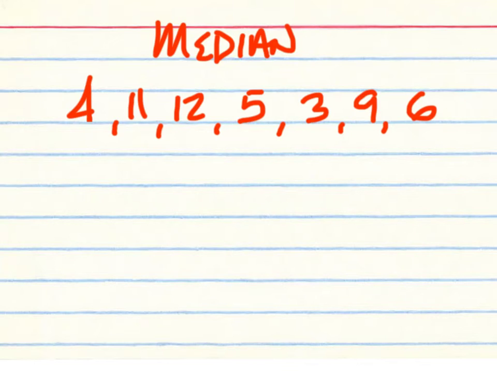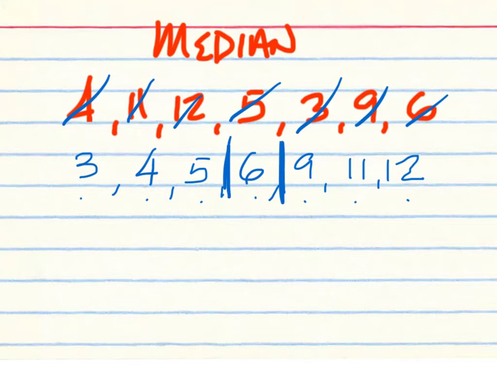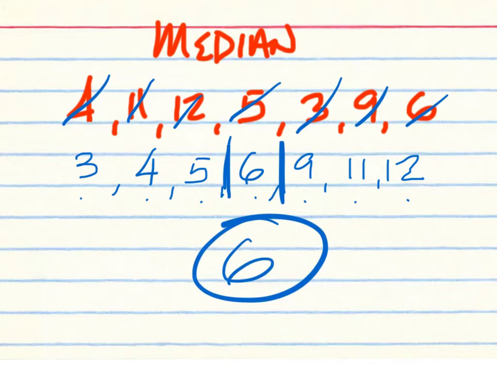The solution for the practice problem. Go from least to greatest. Start with 3, and then you have 4, 5, and 6. And after that, you'll have 9, 11, and 12. So we have 1, 2, 3, 4, 5, 6, 7 numbers. That means we would have 3 on this side, 3 on that side, and an exact middle number of 6.